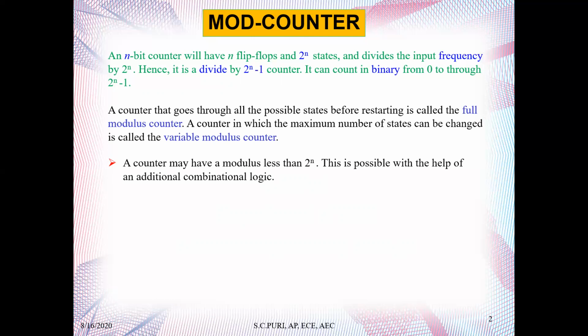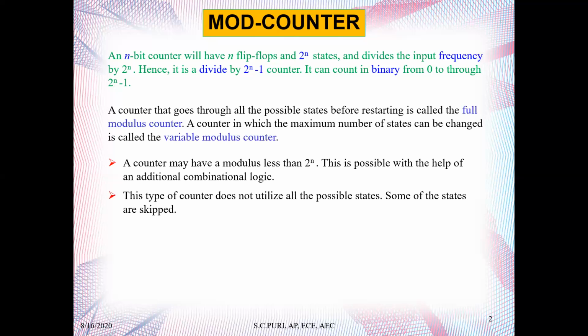A counter may have a modulus less than 2 to the power of n. This is possible with the help of additional combinational logic. So suppose it is a 3-bit counter, you can count 8 clock pulses, but you can even go for a mod 6 counter. This type of counter does not utilize all the possible states. Some of the states are skipped.